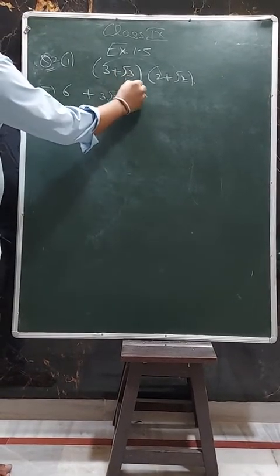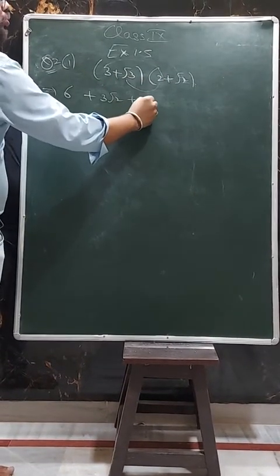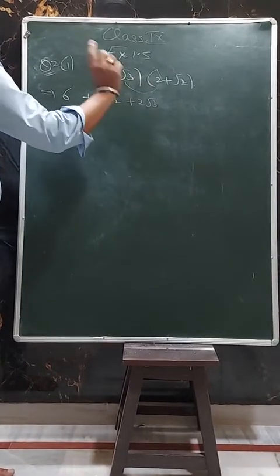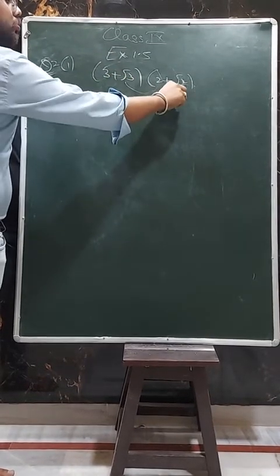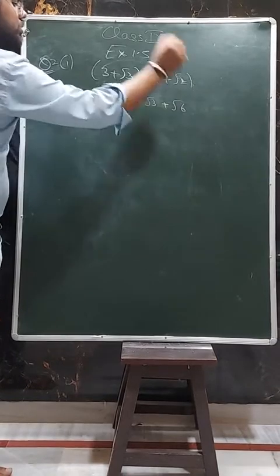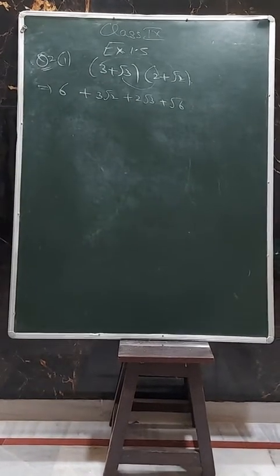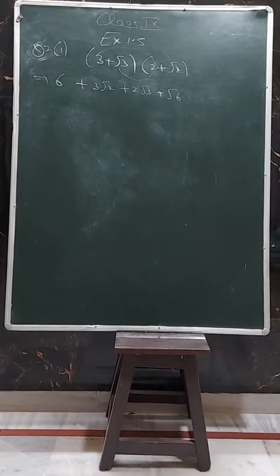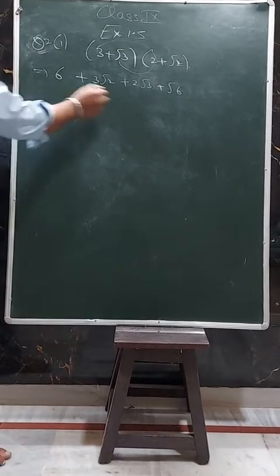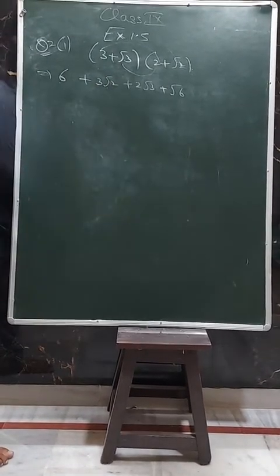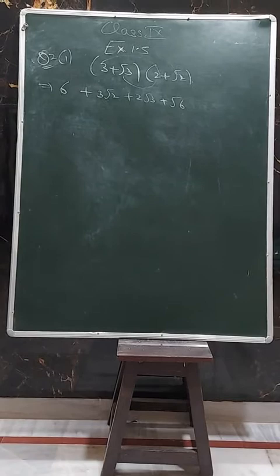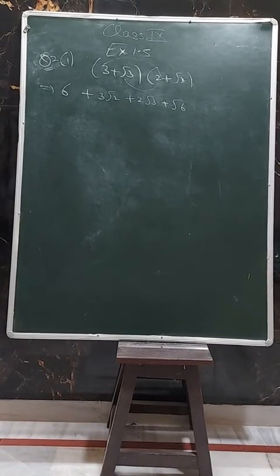Now root 3 multiplied by 2 will be 2 root 3. The number is the root only. And root 3 multiplied by root 2 will be root 6. Now we can't solve this one further. This is the answer only, because we can't add this and this, the roots can't be added. So the final answer is this only. First part answer is this.